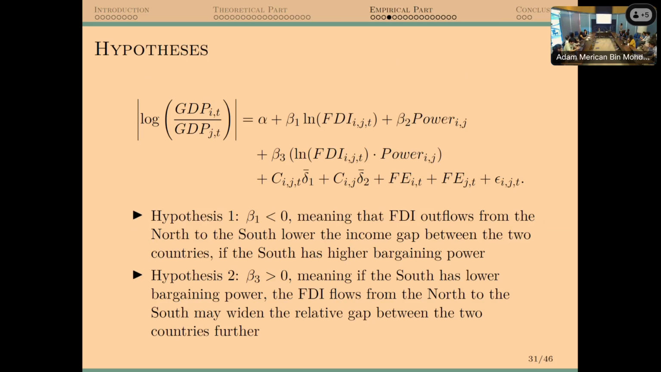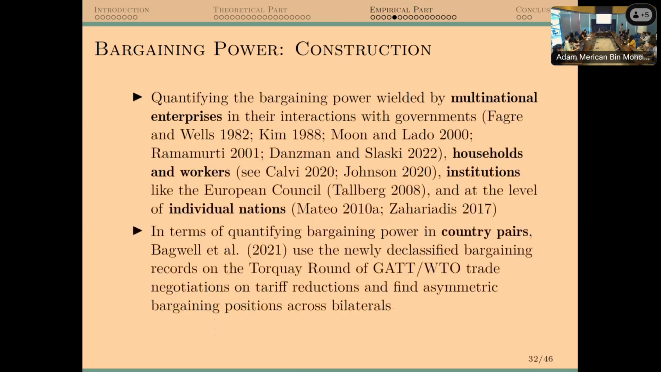Okay. So this is how we construct the bargaining power. As you can see, the bargaining power is wielded by multinational enterprises, households and workers, institutions like the European Council, and at the level of individual firms in management studies. So it's pretty hard for us to find country-pair bargaining power and quantify it using different data. To our best knowledge, in terms of quantifying the bargaining power in country pairs, we only find this paper from 2021. They use newly declassified bargaining records on the Kennedy Round trade negotiation on tariff reduction. They find asymmetric bargaining positions across bilaterals.